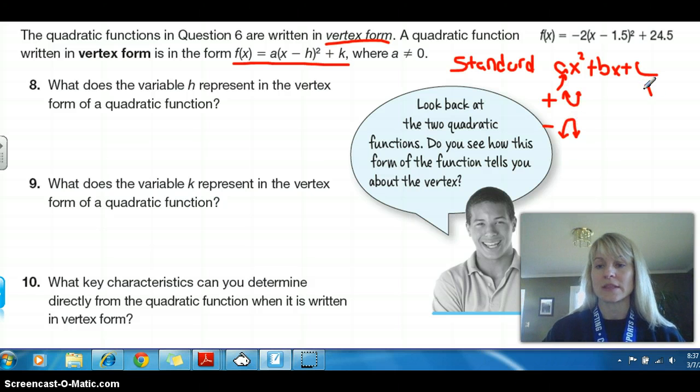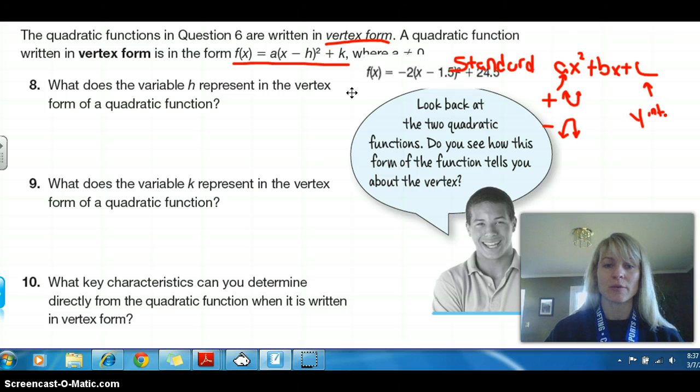Then we also know that the c value is our y-intercept. Those should be things that you can be able to tell me. These are things that we've learned so far. So there are some advantages to having it in standard form. We know what a is. That tells us whether it opens up or down. And then our c tells us what the y-intercept is. However, we can take this standard form and put it into what's called this vertex form here.